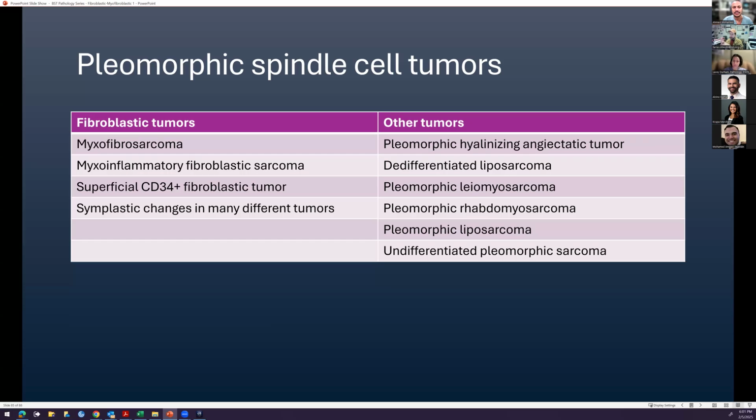But more commonly, you're going to be thinking about, well, I should probably put carcinomas and melanomas. Those are probably your first thing to think about. And then things like dedifferentiated liposarcoma, pleomorphic leiomyosarcoma, pleomorphic rhabdomyosarcoma, pleomorphic liposarcoma, and then undifferentiated pleomorphic sarcoma, which is probably the most common of those, right? So rarely you can have MPNSTs that have much more significant pleomorphism, but those are less common, right? So consider that kind of spectrum, right?